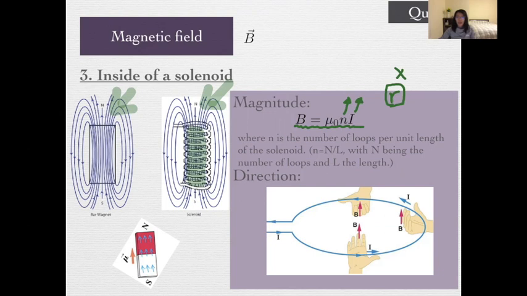If you want to know the direction of the magnetic field line inside the solenoid, you can apply the same logic as in the loop, because it's essentially a collection of a lot of loops. So in this case, it will be going upward.